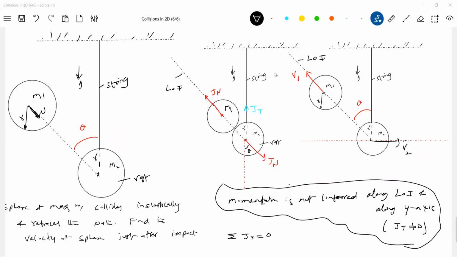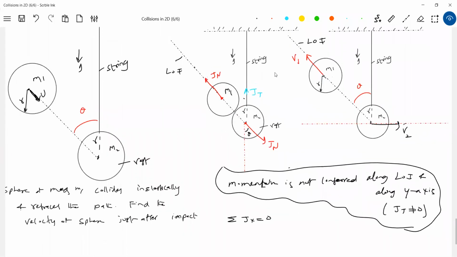Along the line of impact, the component of impulse will come as J t cos theta. So therefore momentum is not conserved. Look, J t cos theta is unbalanced, no? So therefore momentum is not conserved along the line of impact and along the y-axis. And now applying conservation of linear momentum.